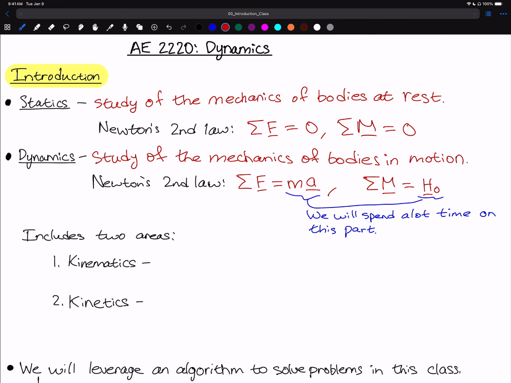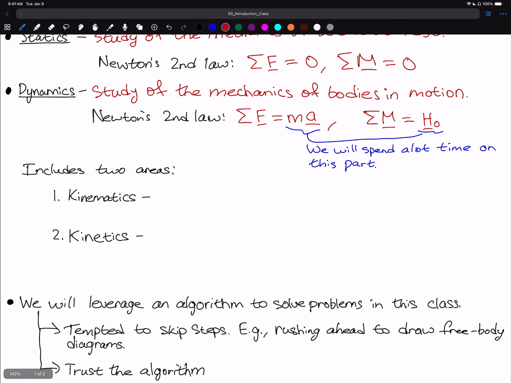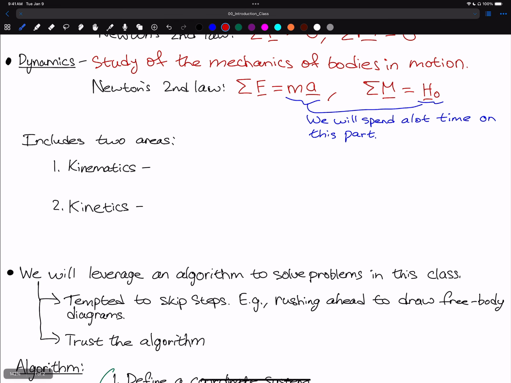So dynamics is split into two areas. The first is kinematics, and this is the study of the geometry of motion. In that case, this entirely deals with that right-hand side of that second equation.